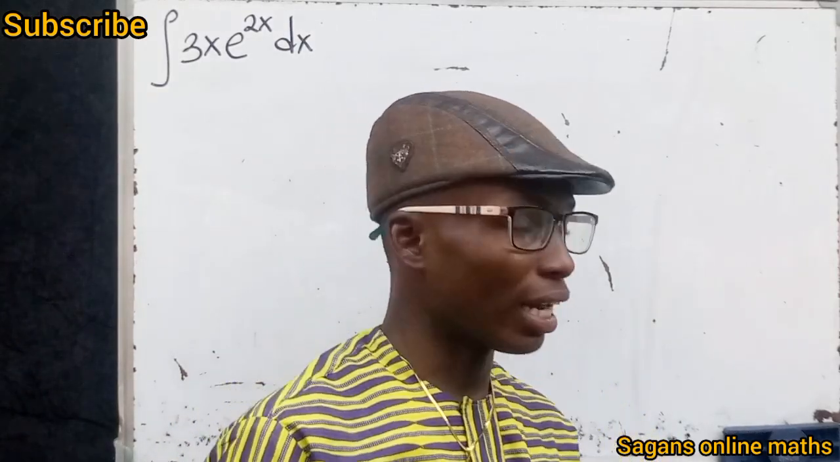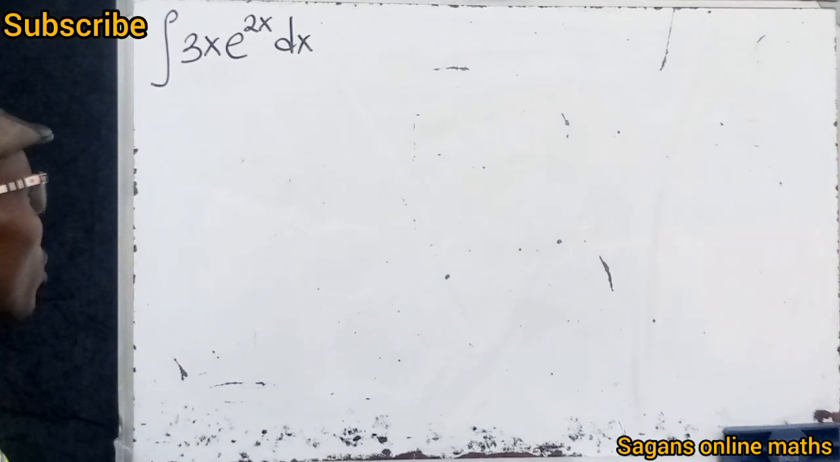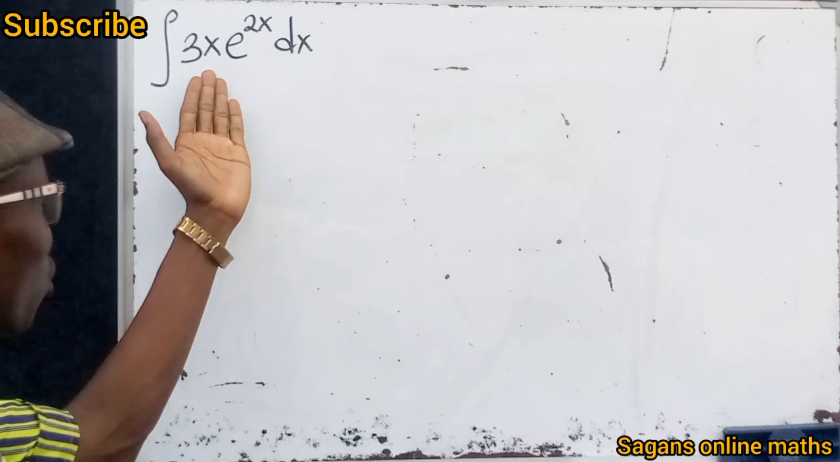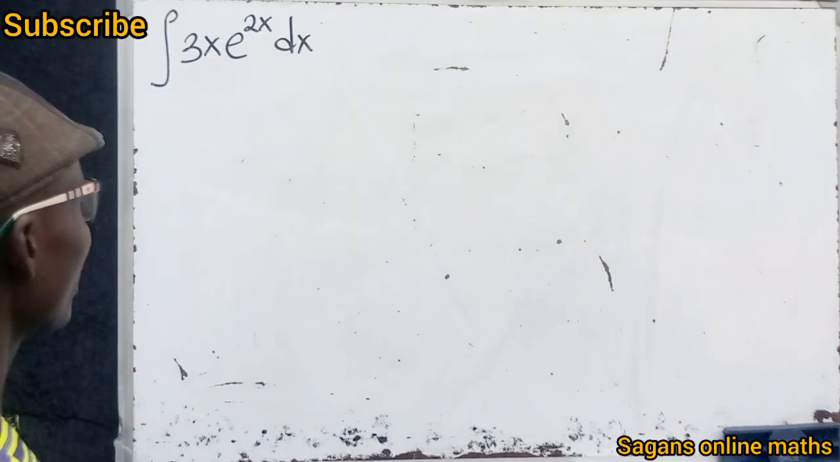Let's solve this question together. Look at what we are given. We are given the integral of 3x multiplied by e to the power of 2x dx. Now we are asked to integrate this function with respect to x. Now this question is as simple as A, B, C, D.